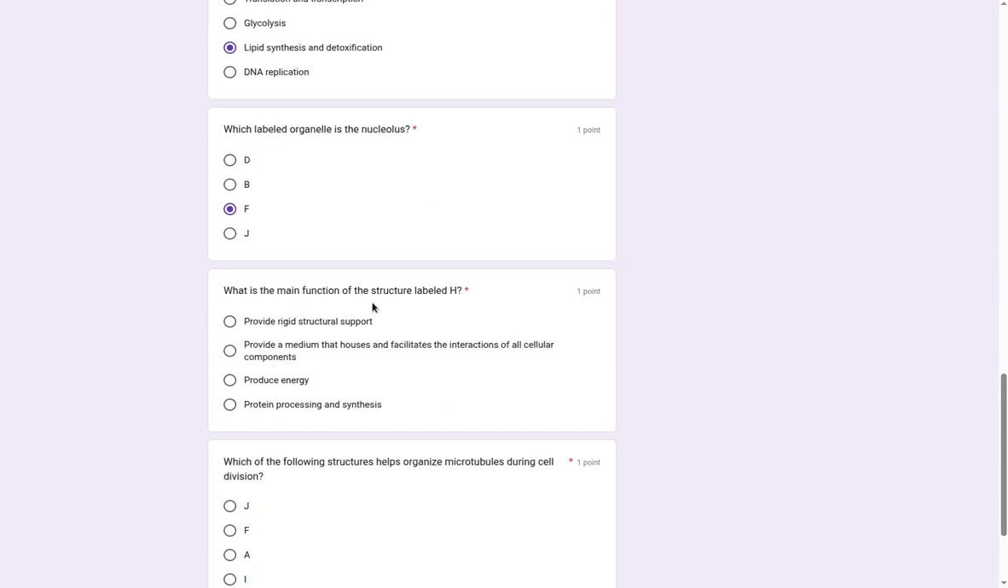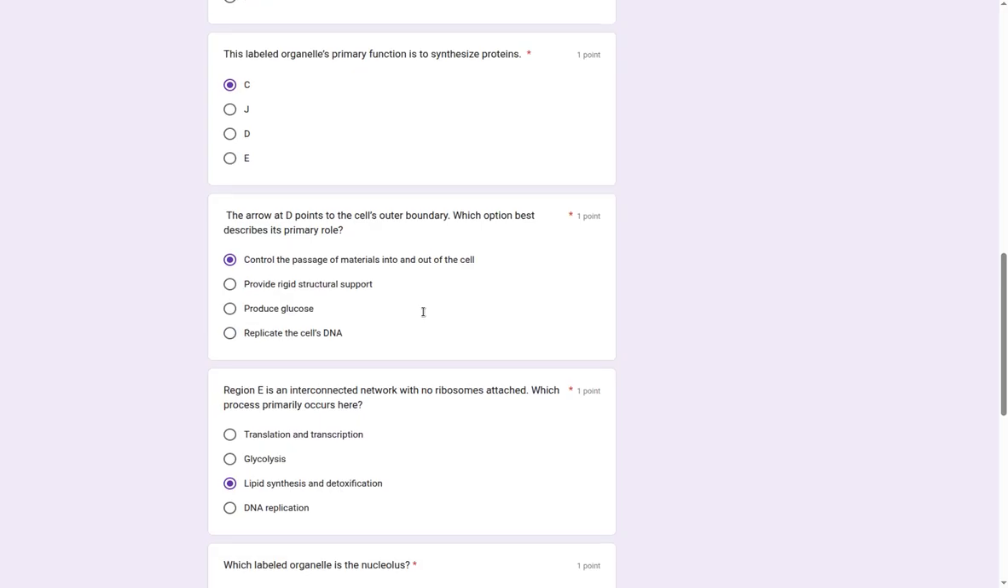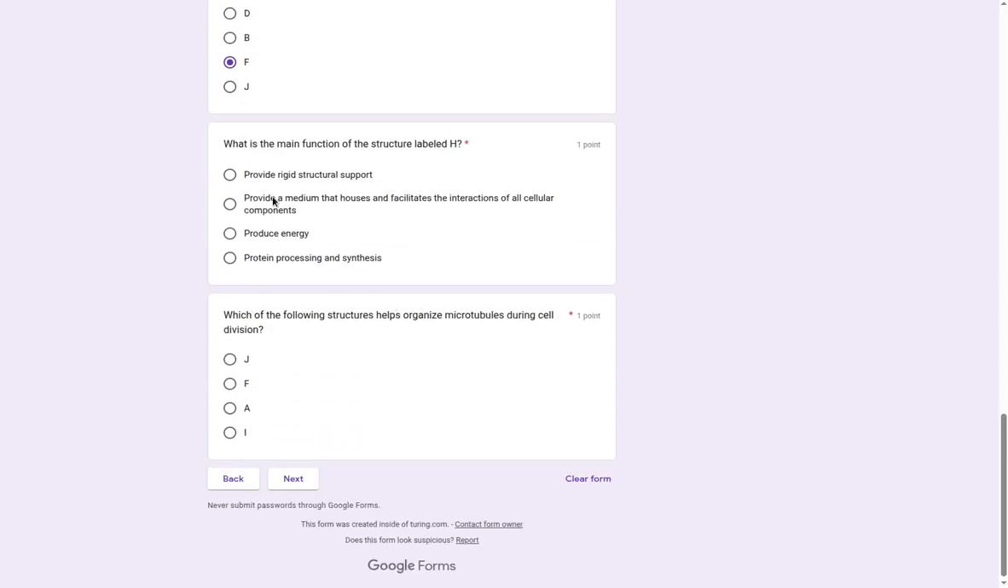What is the main function of the structure labeled H? H. Okay. H. This is the rough endoplasmic reticulum. Okay. What does the rough endoplasmic reticulum do? I think that this is not true. I think this. This is mitochondria.